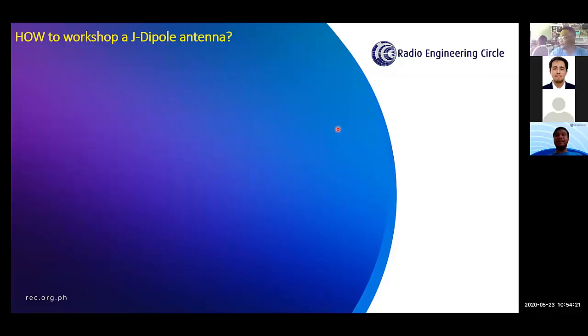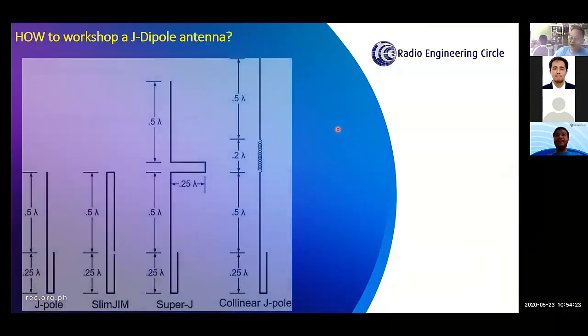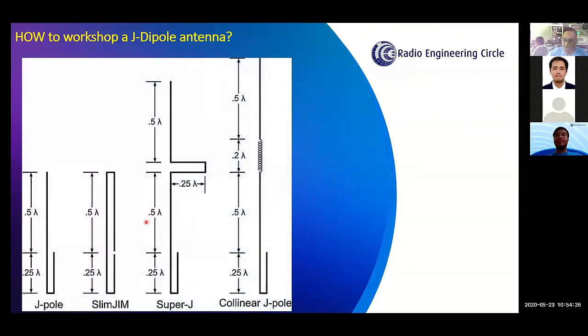J-dipole kung tawagin niya. O, ito ang format niya, no? Pag sinabing J-pole, it's a combination of 0.25 of the wavelength and 0.5 wavelength. At the same time, sa kabila, may 0.25 of the wavelength. Okay? Pag sinabing Slim Jim, yan naman ang computation. Nakikita nyo. Kapag sinabing Super J-pole, 5/8 wavelength yan. Ayan ang format. Okay, yan ang computation. Pag sinabing collinear, ayan.